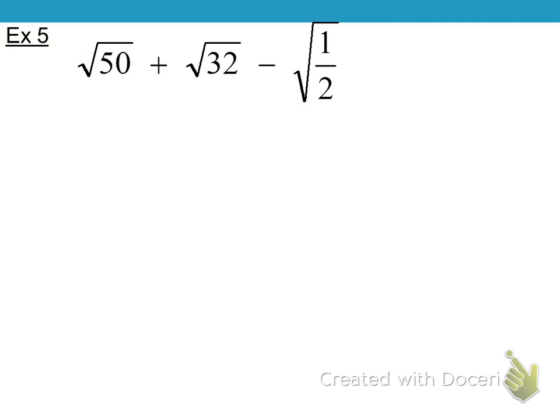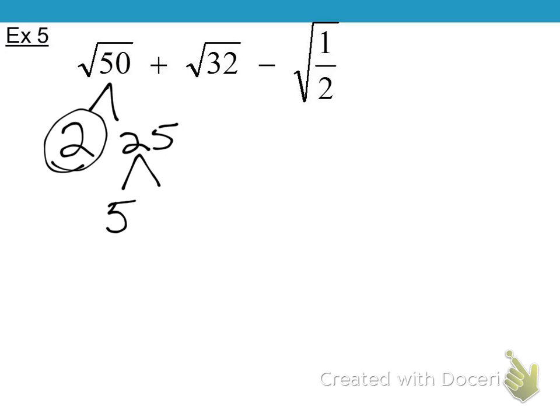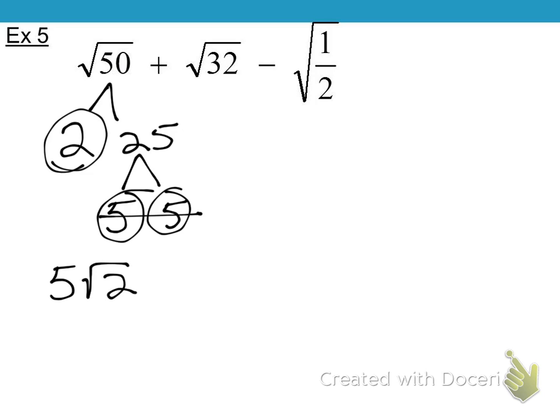When you say simplify, what do you mean? Like, you do simplify the square root of 50 and the square root of 32. Trees. Okay, so trees, yes. So 2 and 25, 2 is prime. 5 and 5, prime and prime. The 5 comes out. The 2 stays in.